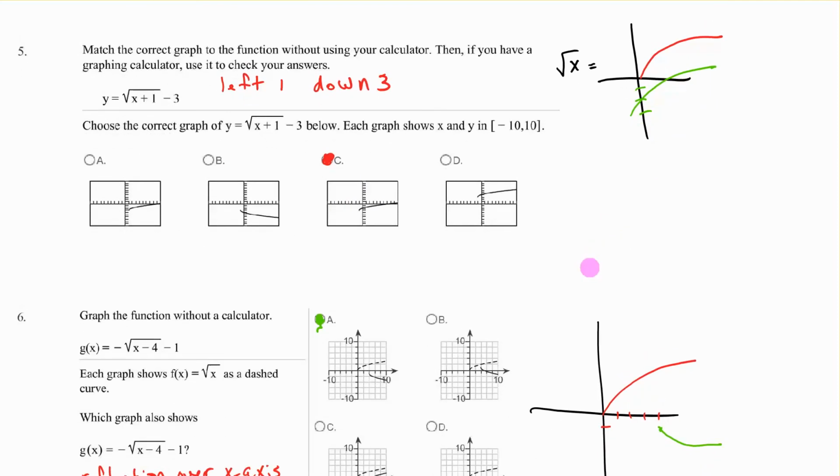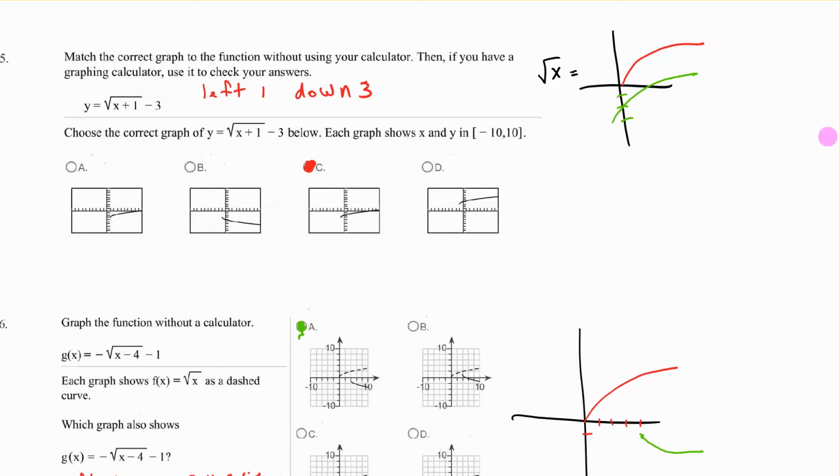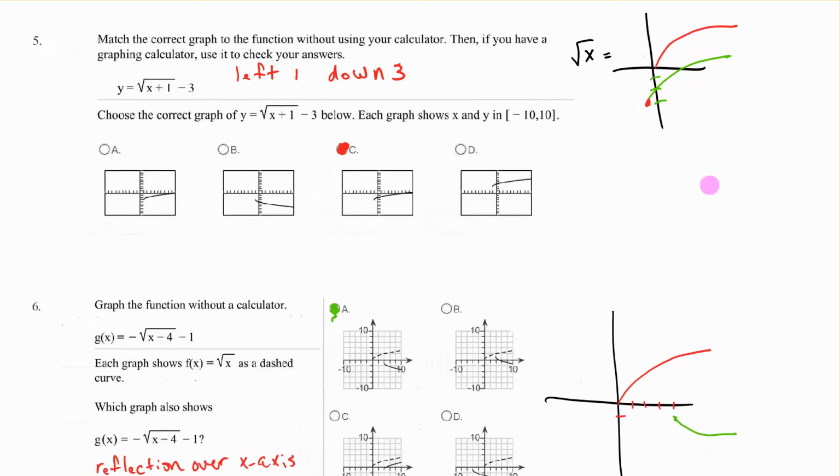All right, another translation, we've got the square root of x plus 1 and then a -3. So that means inside, that's going to go left 1 and down 3. So here's your original. We're going to go to the left 1 and down 3. And so we're starting here now.